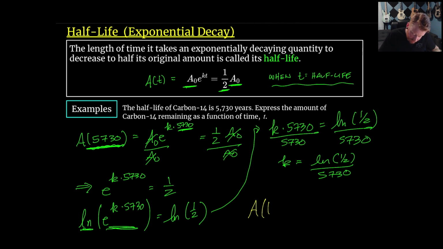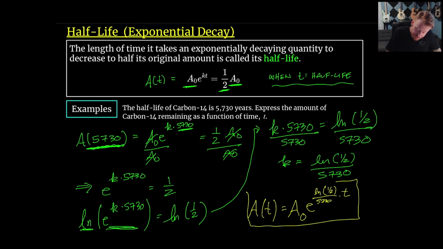So this is going to be A of t is equal to whatever initial amount of carbon-14 we're starting with, times e raised to, now our k is going to be written very weirdly. It's going to be the natural log of 1/2 over 5730, times t. So a maybe uncomfortable thing to write, but this is an exact, precise answer here.